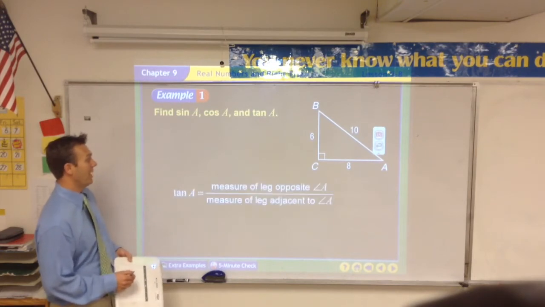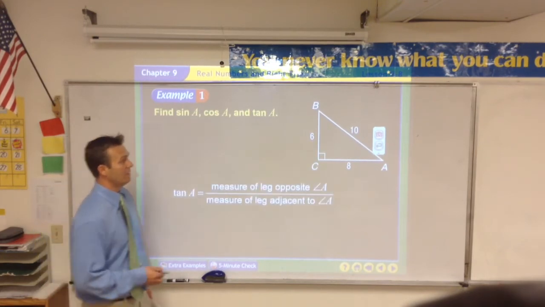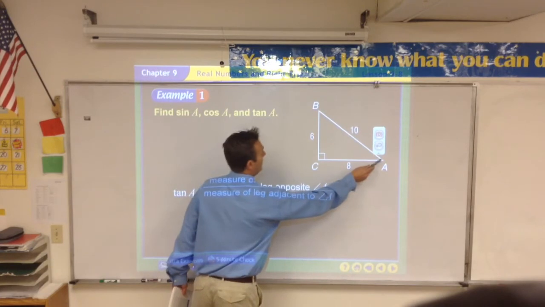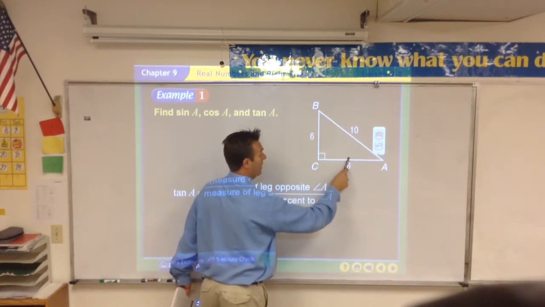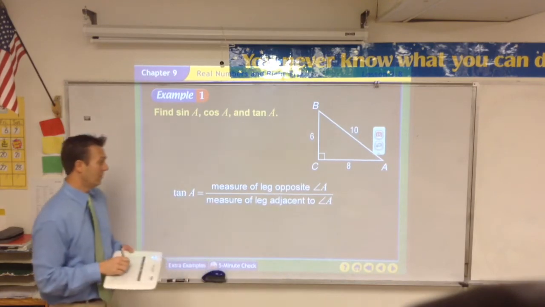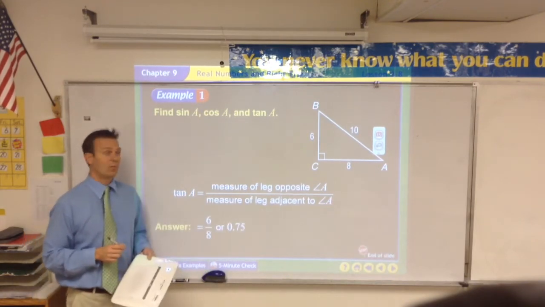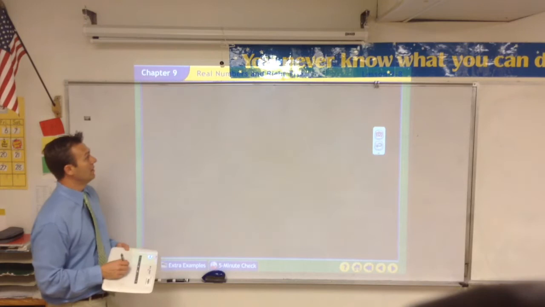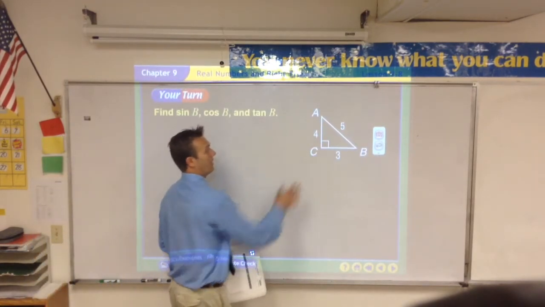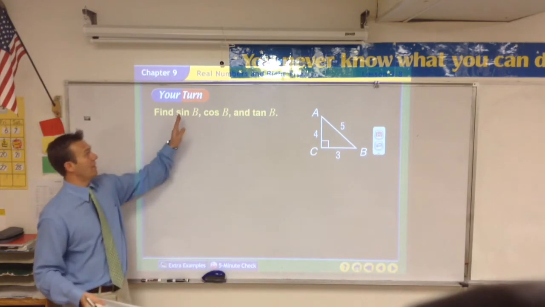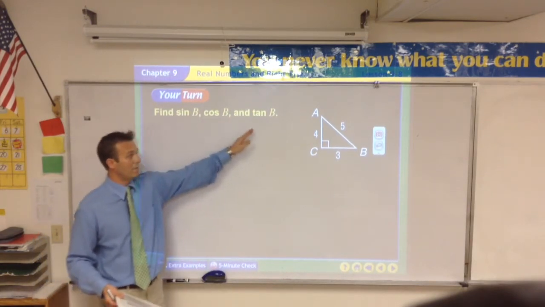The last one, tangent, is the opposite over the adjacent. So what's opposite of A? 6. And what's adjacent to A or attached to A? 8. So 6 over 8 would be your answer, or 0.75. Alright? So now it's your turn. Go ahead and draw this triangle out and see if you can find the sine of B, the cos of B, and the tan of B.